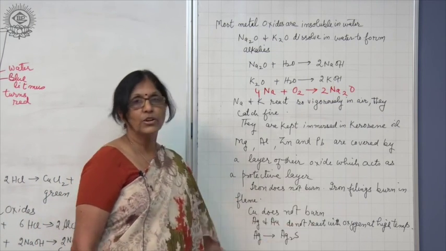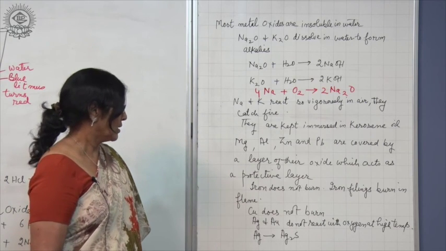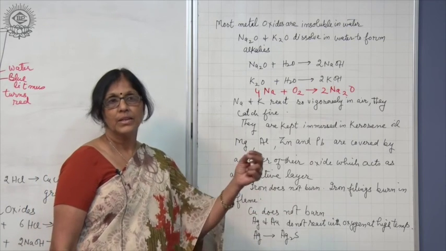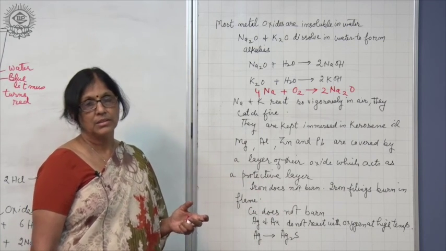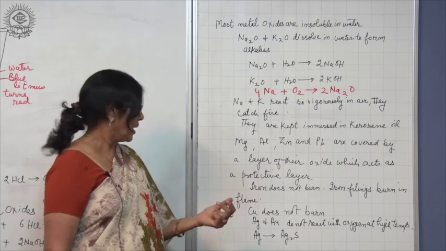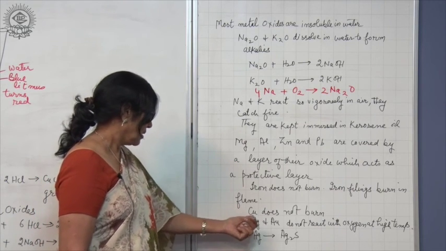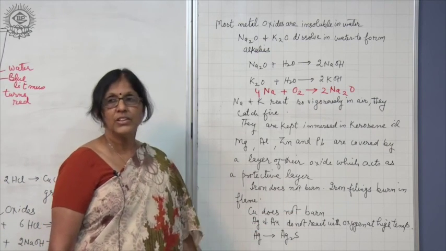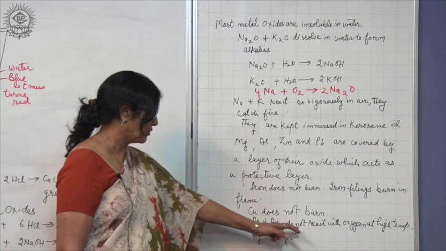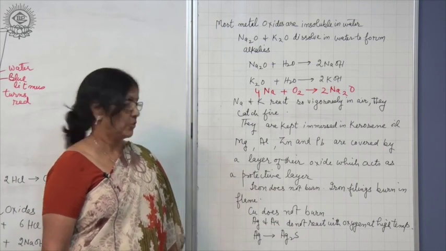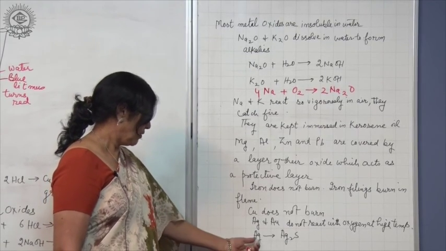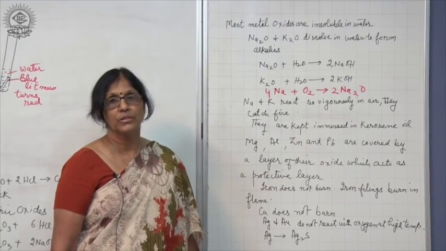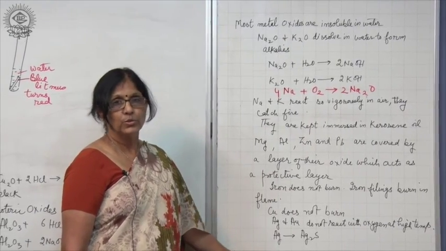Iron as such does not burn when heated, but if iron filings are sprinkled over the flame, they will burn. Copper does not burn. Silver and gold are very least reactive metals. They do not react with oxygen even at high temperature. Silver does not react with the oxygen present in air, even gold does not react with the oxygen present in air, and they do not form oxides.